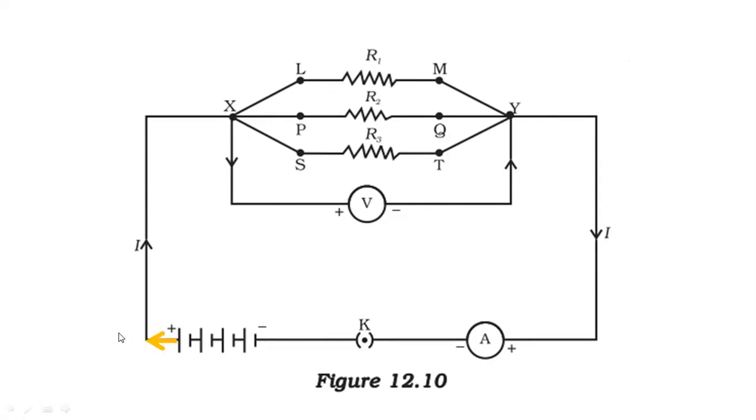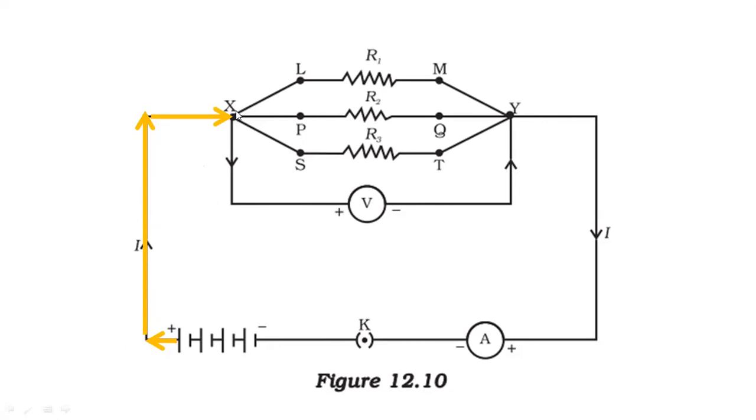Now, let us try to understand what happens during parallel circuits. Focus on this yellow colored arrow. The current has started flowing from the positive terminal. Now it has gone up, towards the upper side. Now it is going to reach that X point. But the problem with the X point is that there are three routes.